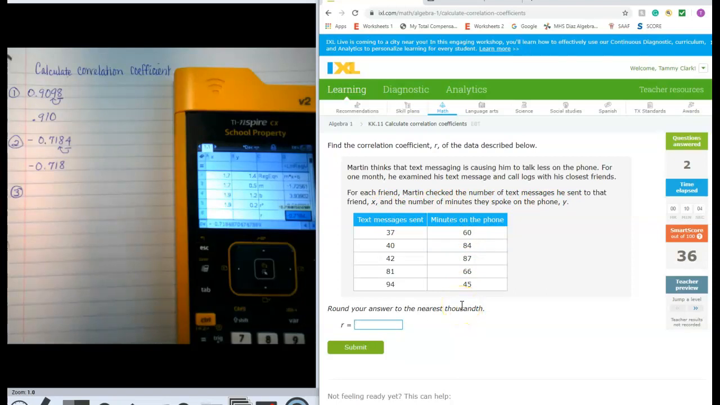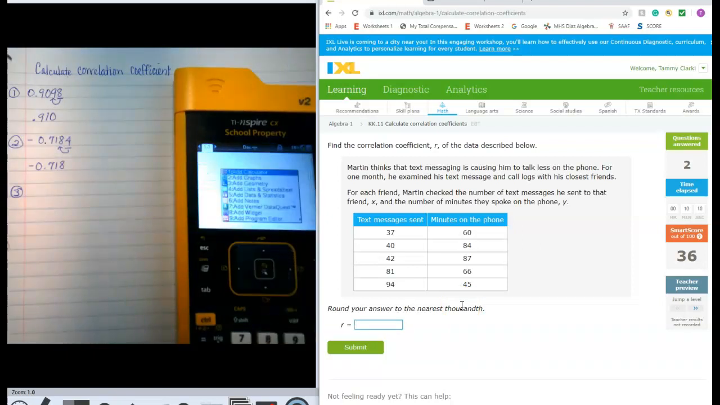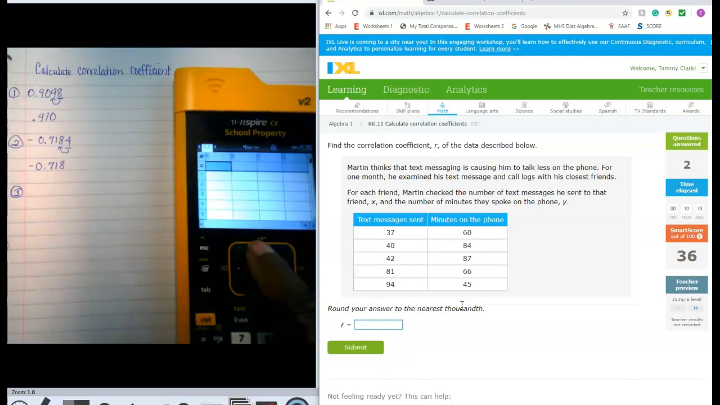So again, let's start all over. We're going to go to the On button. We want a new document. No, we do not want to save our previous document. Go down to List & Spreadsheets and start entering your data. So we name the first column X, and then we put in our data. 37, 40, 42, 81, 94. Let's go up and put in our Y data. 60, 84, 87, 66, and 45.